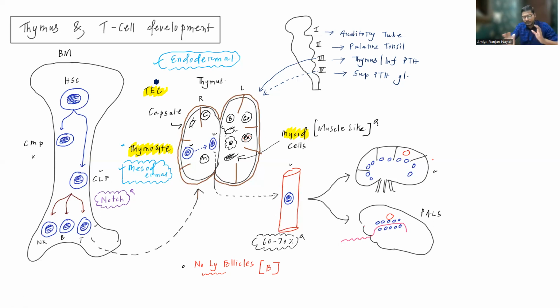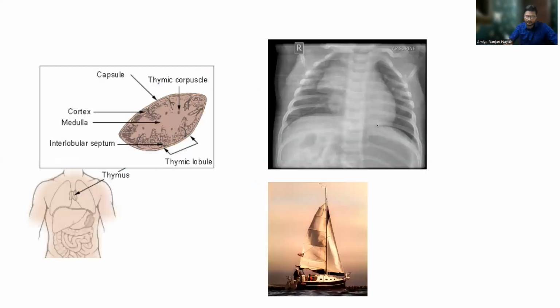So these are the cells that you're going to find inside the thymus, but the predominant cells are the thymic epithelial cells and the thymocytes, which are otherwise known as the immature T lymphocytes. As we understood this, now we'll go into a little bit more detail about the structure of the thymus. But before that, a little bit about the anatomy.